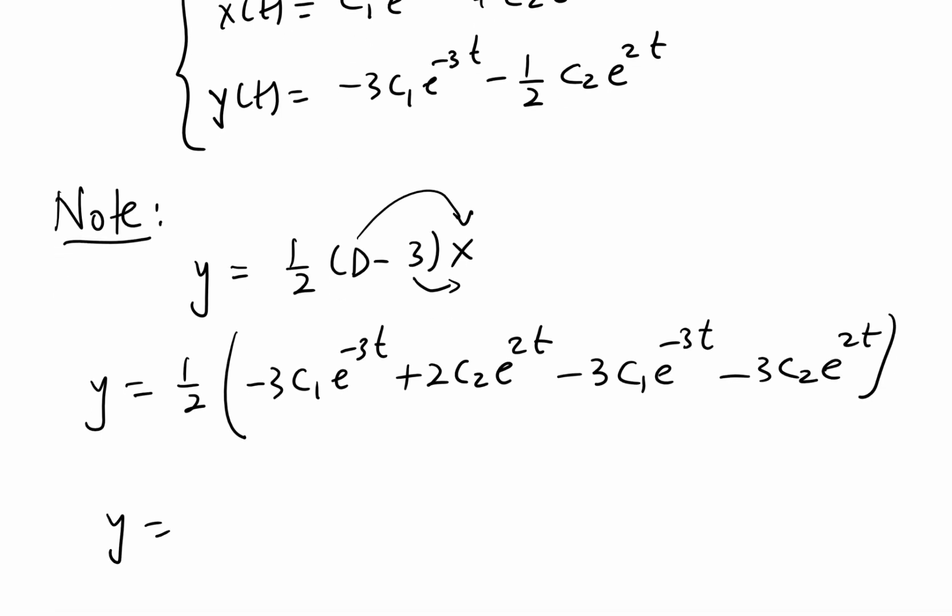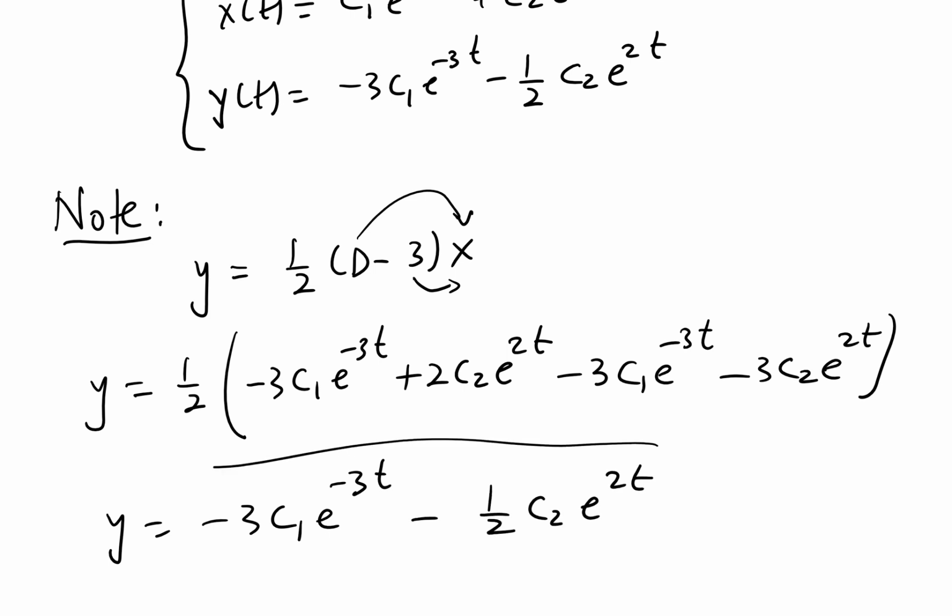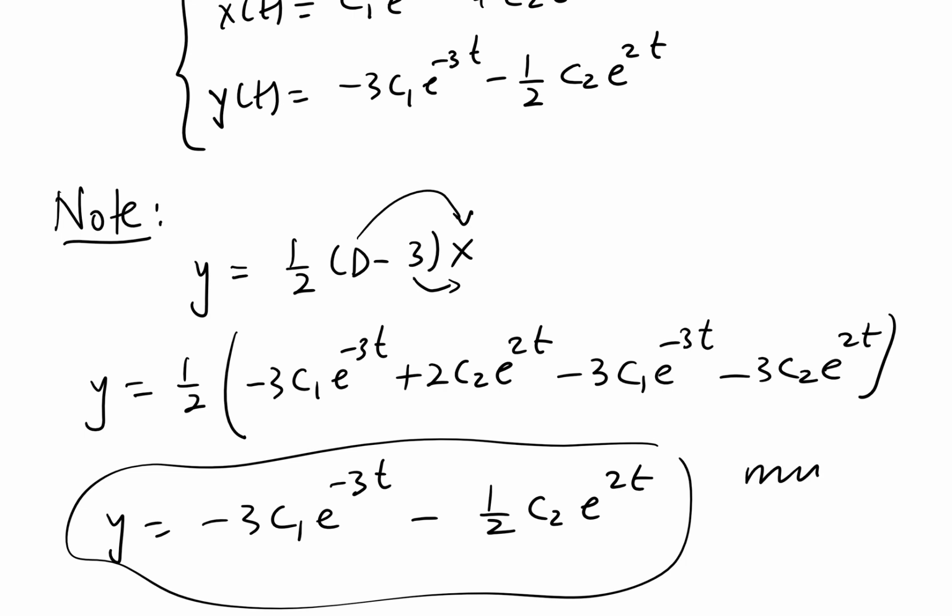And if you multiply the 1/2 in and group the terms, that will give us -3c1e^(-3t) - 1/2 c2e^(2t). Isn't that easier? Much easier, right? Much easier method. But again, as I said, this doesn't happen all the time. We were just lucky in this system.